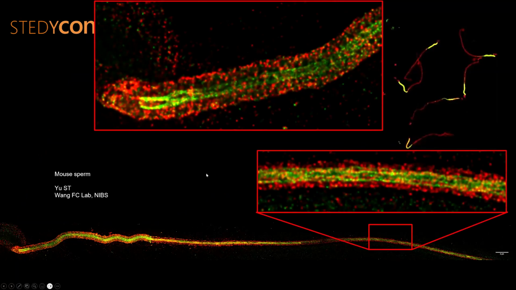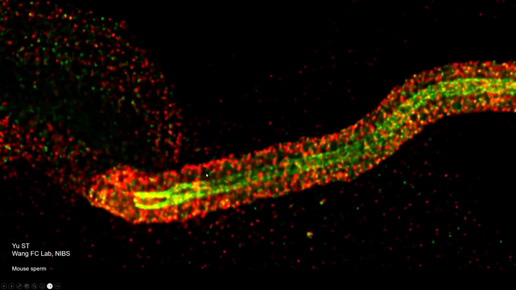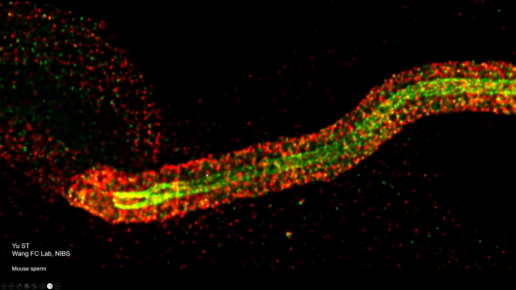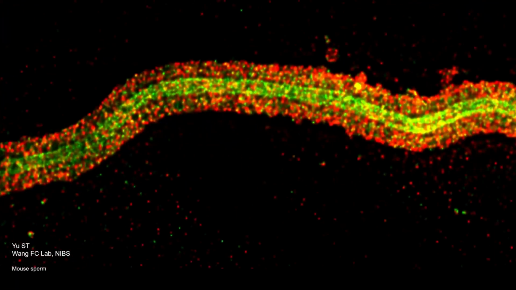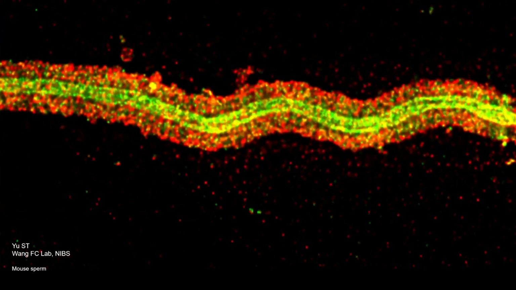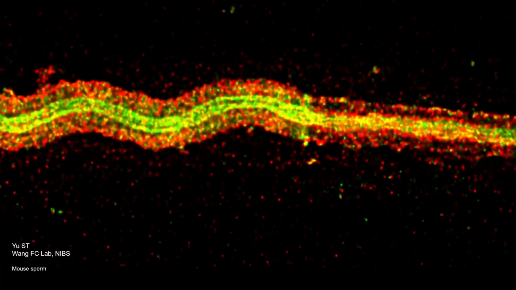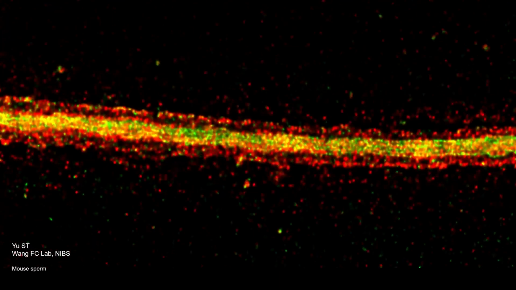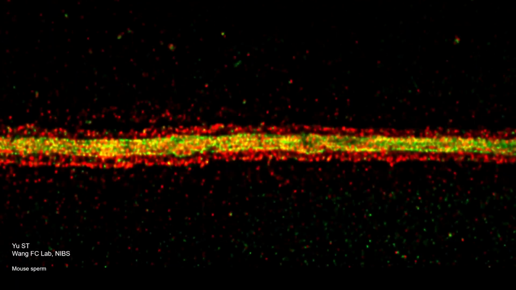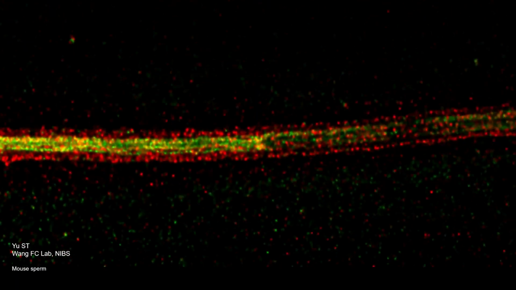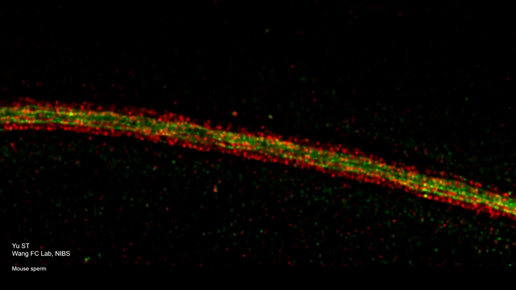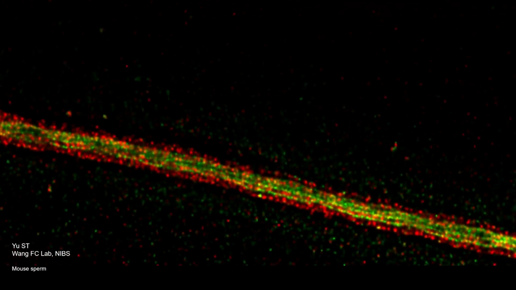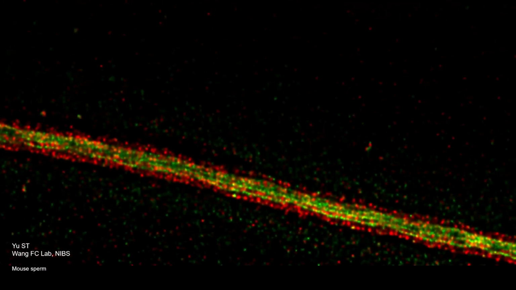a sperm. The green is a microtubule in the center. The red is actually a new protein they found. And in confocal, they just merge with each other. And actually in STED, you see clearly they are not on each other. Actually, the red molecule is outside of the microtubules.